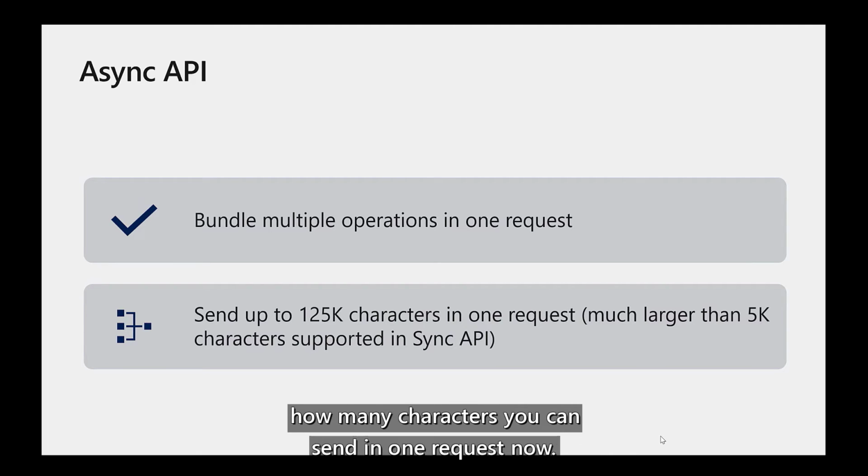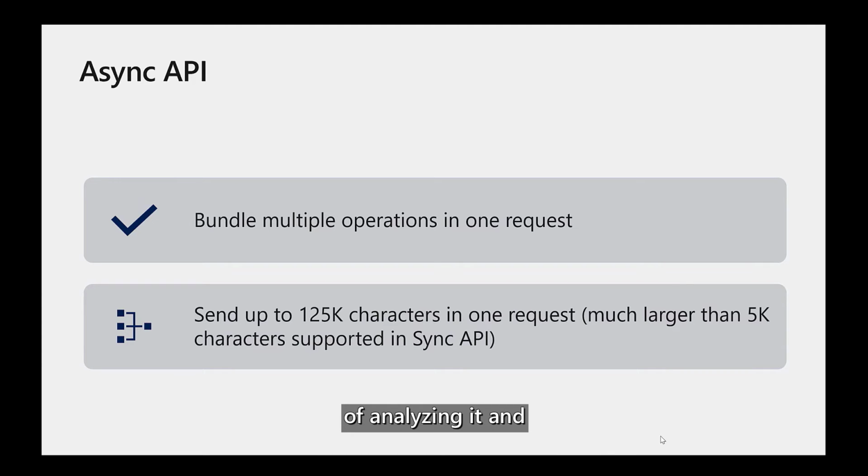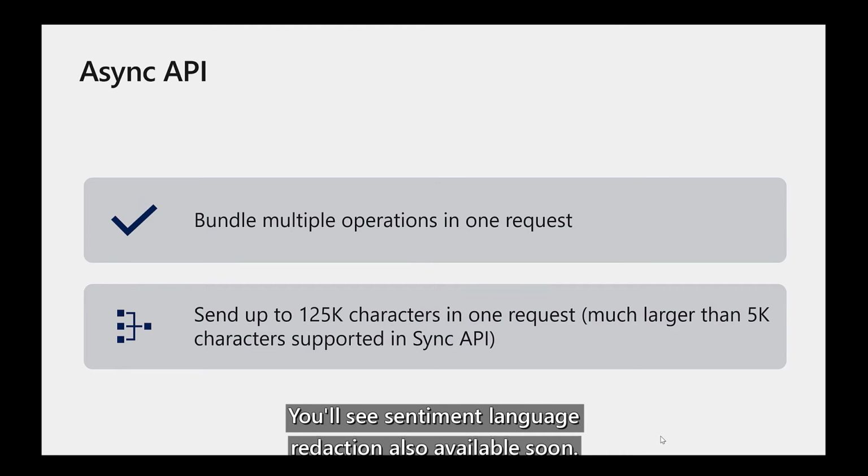The only thing that changes is how many characters you can send in one request now, right? Earlier, if you had to chunk this text manually by yourself, instead of that, now you can send a lot more text, and we'll take care of analyzing it and aggregating the response and sending it back to you. Okay, so that's the benefit of async. We'll roll out all the offerings in async gradually. As of now, we have named entity recognition, key phrase extraction, and PII. And you'll see sentiment and language detection also available soon.